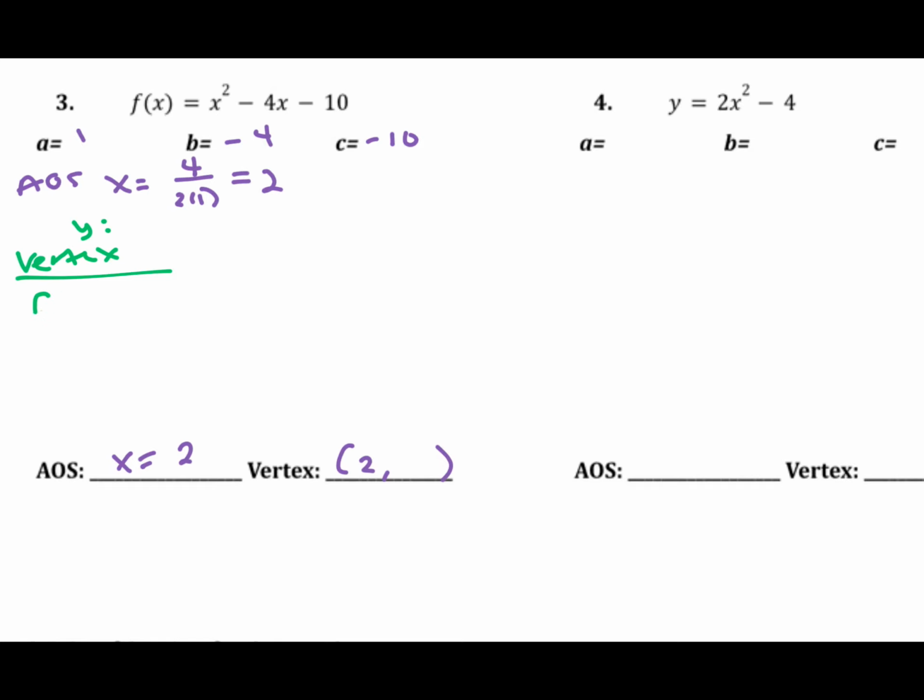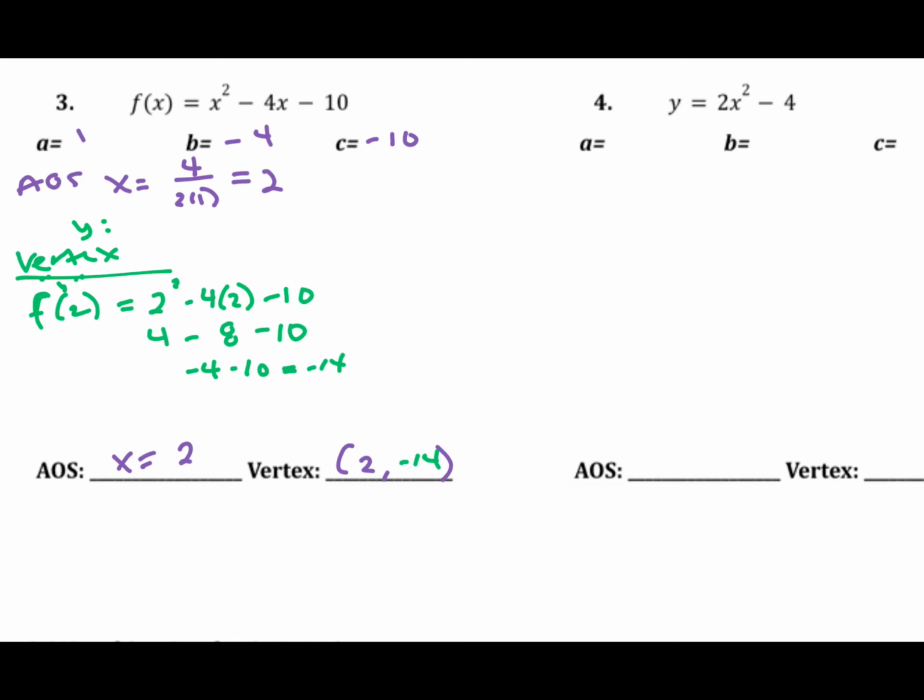Hopefully you had time to do that. So what I'm doing is I'm plugging 2 in. So f of 2, which you can think about just as y. F of 2 equals 2 squared minus 4 times 2 minus 10. 2 squared is 4. 4 minus 8 is negative 4 minus 10. This is going to give us negative 14. So our vertex is positive 2, negative 14.